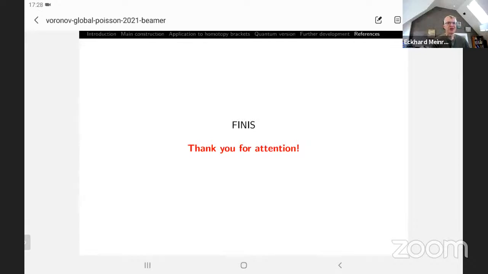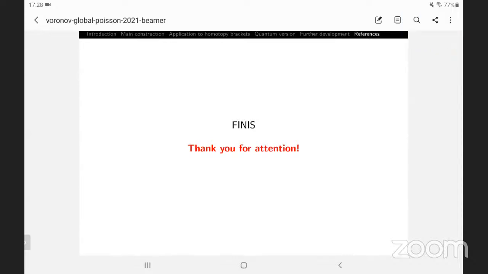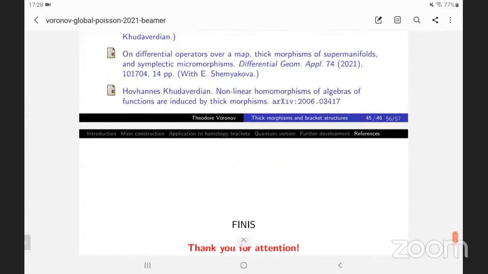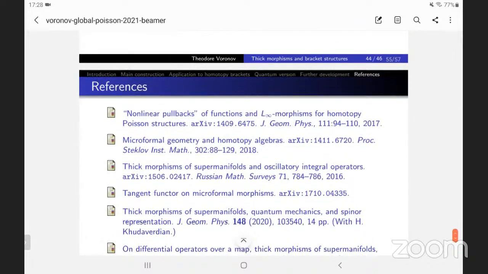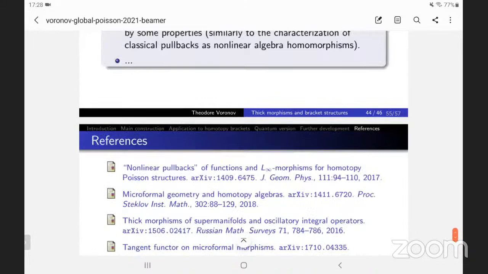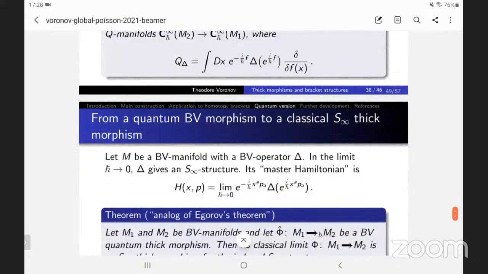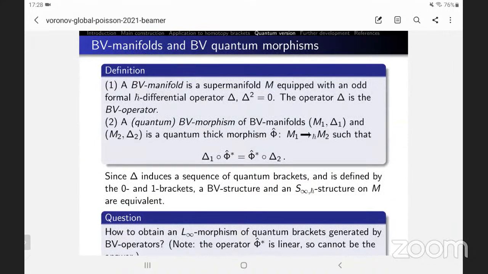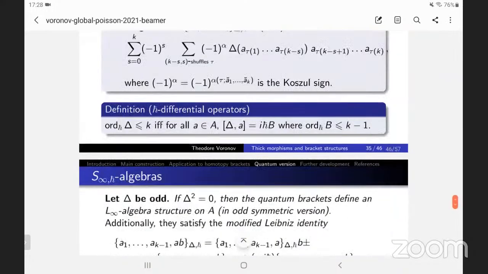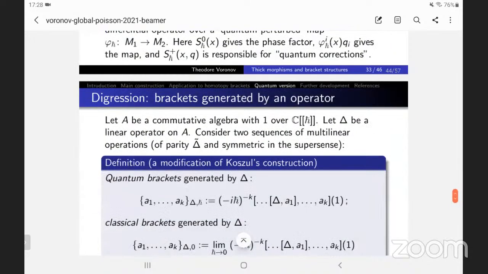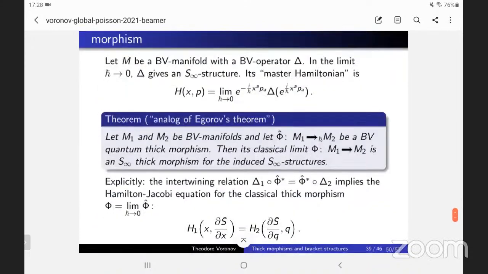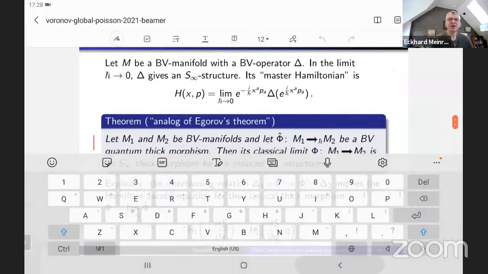And could you imagine any applications just for ordinary manifolds? I think yes. If one looks closer, applications can be already existing. Egorov's theorem that I mentioned, one may rethink this classical statement about pseudo-differential operators or partial differential equations in terms of thick morphism. Obviously it was not formulated this way. That's one. Okay, any other questions?